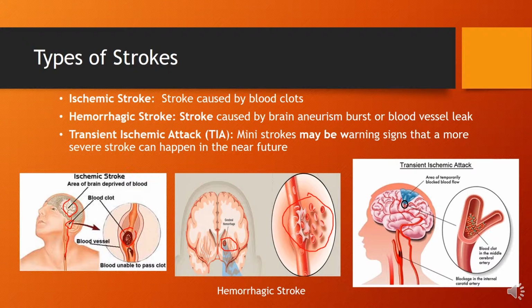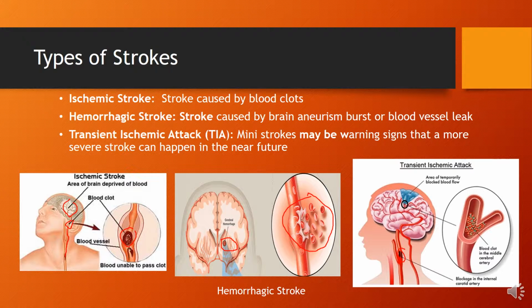Now, transient ischemic attack, or for short, TIA, are mini strokes. So TIA are ischemic or hemorrhagic, but occur for a brief period, maybe about 5 to 20 minutes. TIA do not generally cause permanent damage. However, they can be warning signs that a major stroke may happen in the near future. So again, here's an illustration. And here's the blockage right here.